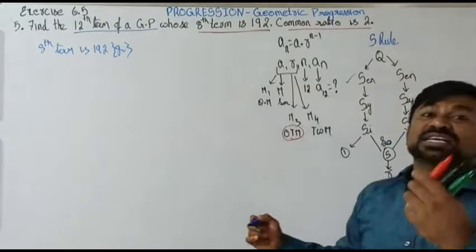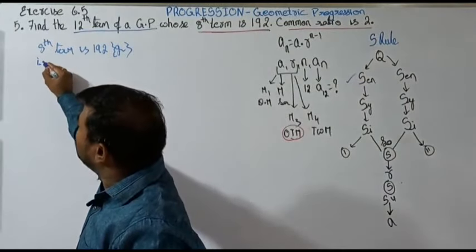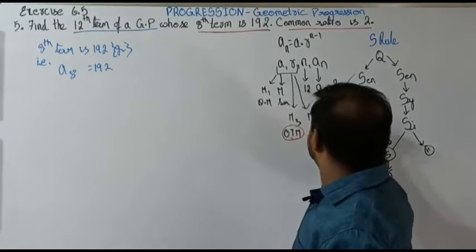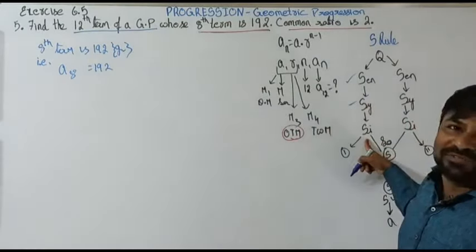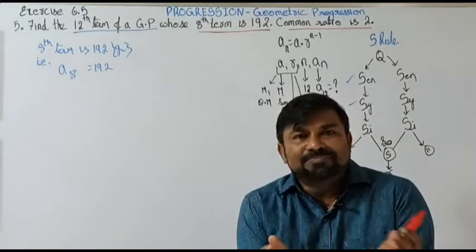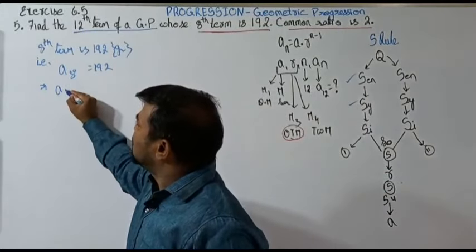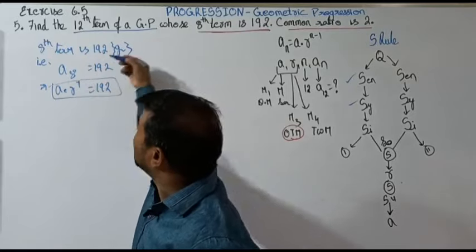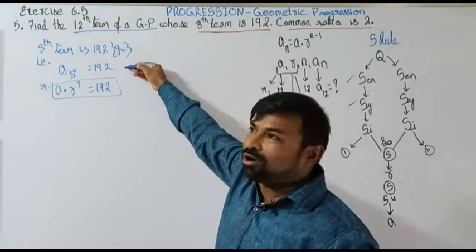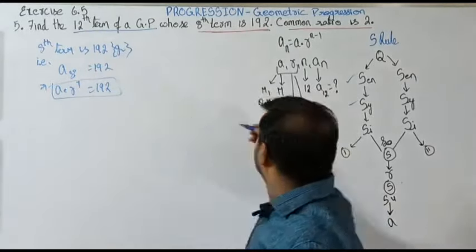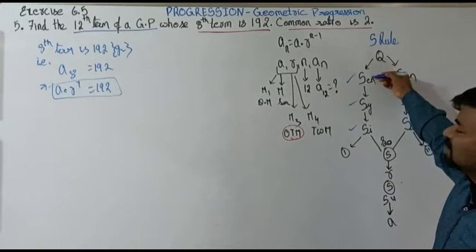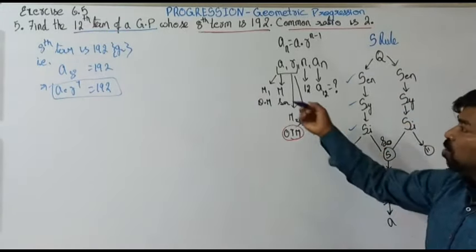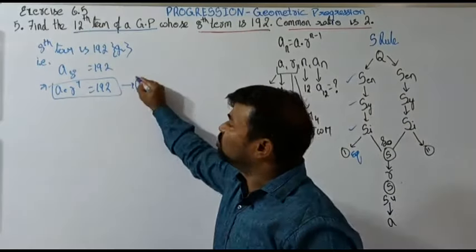Now convert it in terms of symbols. That is how to write the 8th term: A8 equals 192, which means the symbolic form is completed. Now simplify. How to write the 8th term in simplified form? That is A into R to the power 7 is equal to 192. See here: sentence form, symbolic form and simplified form. We got equation 1. You call this one equation 1.